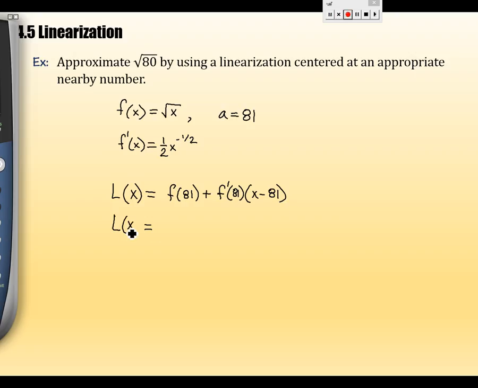Our linearization, we can write it better here. It's equal to 9 plus, and actually we can figure out what f prime of 81 is too, can't we? What's 81 to the negative 1/2? That'd be 1 over 9 times 1/2, so 1/18 times x minus 81. So, all right, here's our linearization. I'm not going to put a box around that, but that is beautiful.